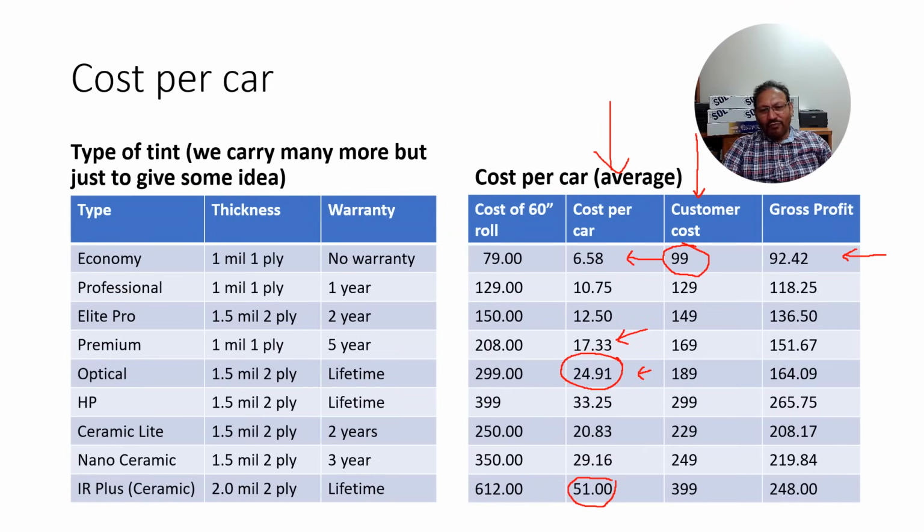So basically, if you're doing all SUVs and Suburbans, then you may be able to do only 10 cars or 9 cars. But if you're just doing the front two windows, you may be able to do maybe 30 cars, 40 cars. So this is an average price. Being in the industry for the last 35 years, I have calculated the cost and it comes approximately this much.